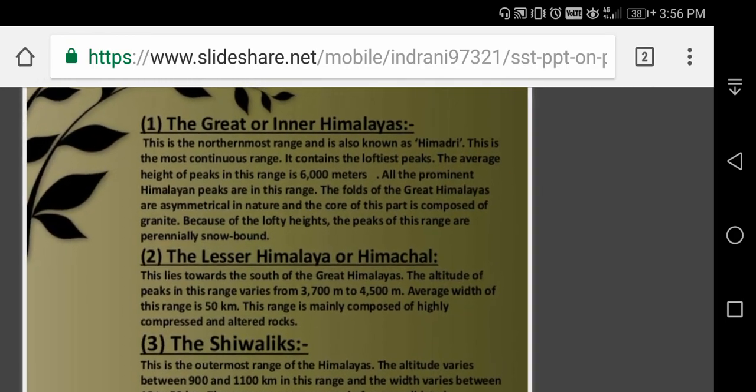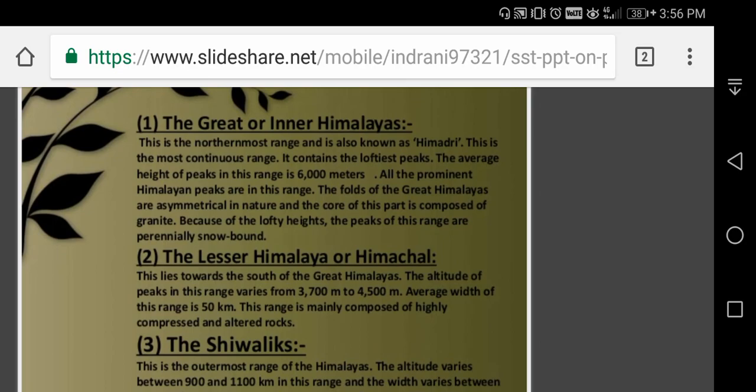Now, it is very important. We want to study the three ranges of the Himalayas. Himalaya is a fold mountain. A series of ranges of mountains were there. Because of that, here you can see that according to the height of the Himalayan region, it is divided into three ranges. The Great or Inner Himalayas.